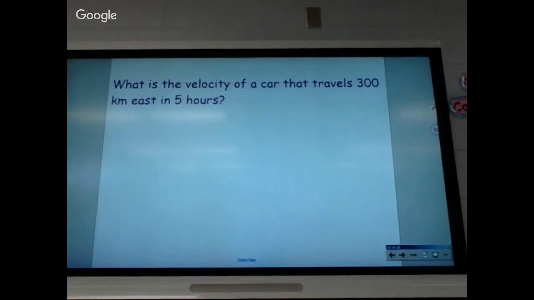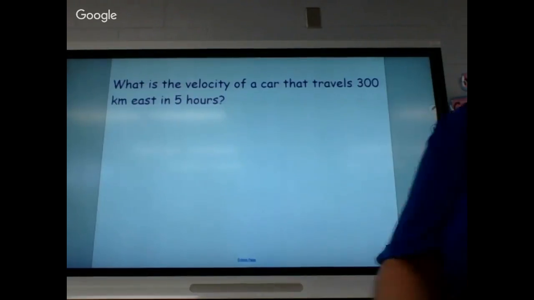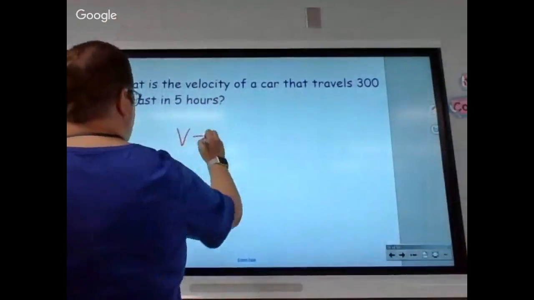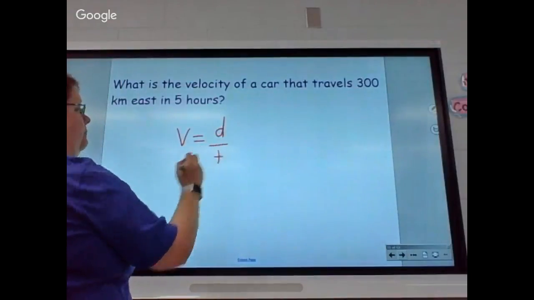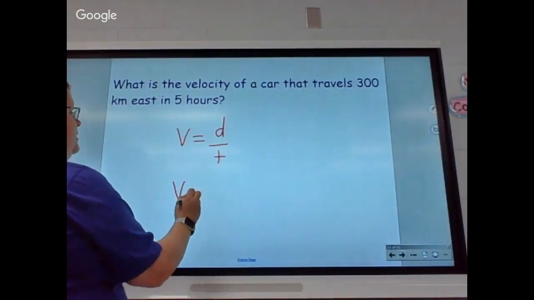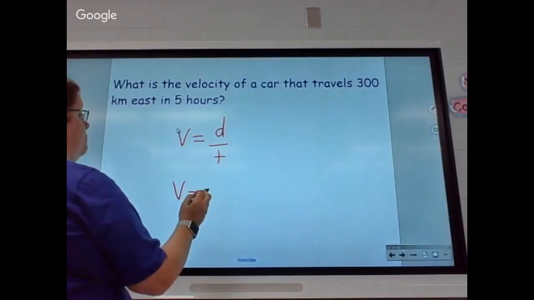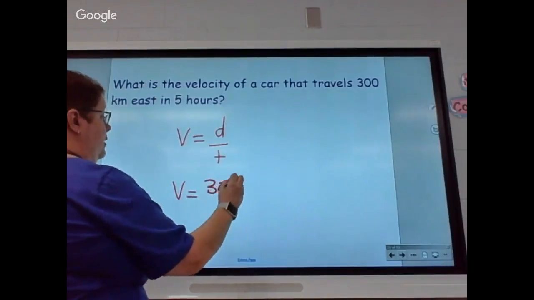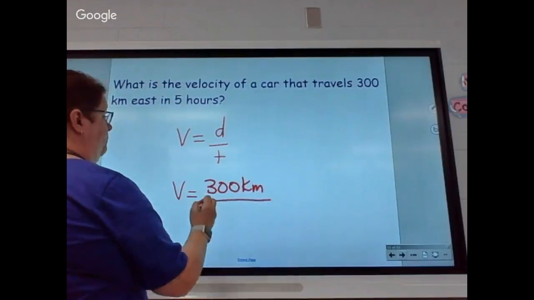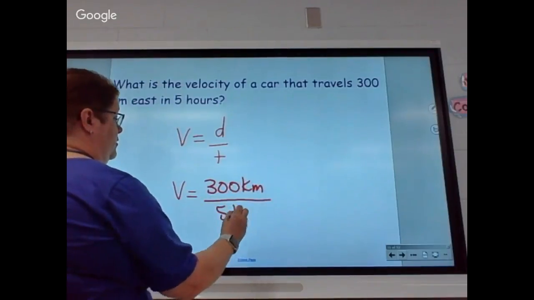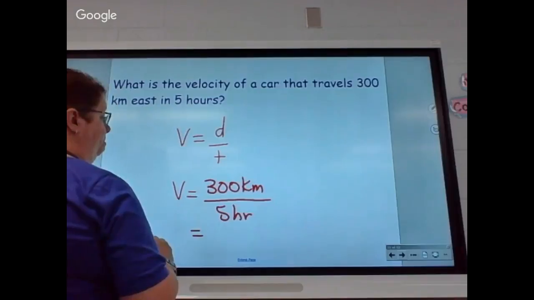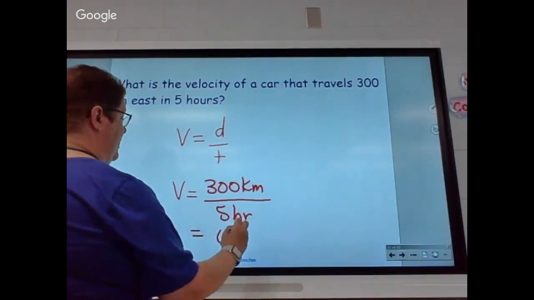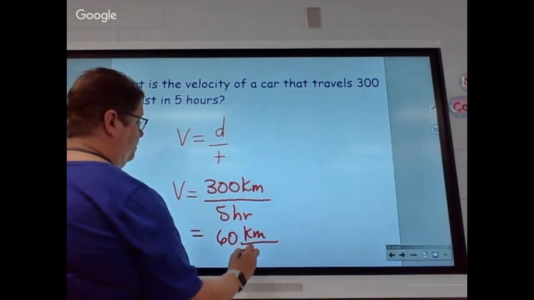All right, so when you want to find velocity, what's the formula for velocity? Velocity equals distance over time, right? So what's the distance? 300 kilometers. What's the time? So when you divide, you get what? 60. So 60 kilometers per hour.